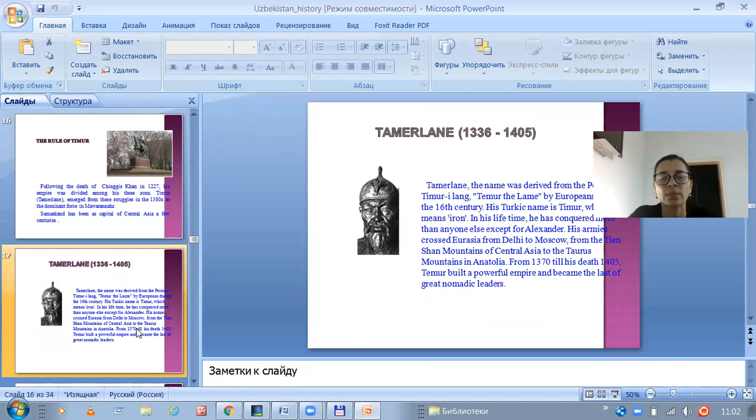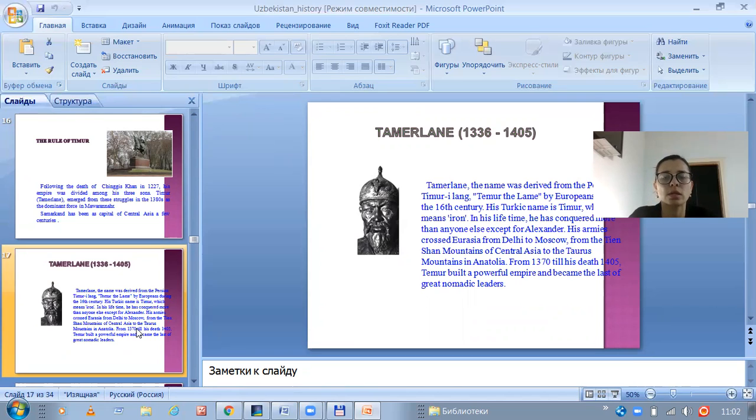Tamerlane, Amir Timur. The name Tamerlane was derived from the Persian Timur Lane by the Europeans during the 16th century. His Turkic name is Timur, which means iron. In his lifetime, he conquered more than anyone else except for Alexander the Great.